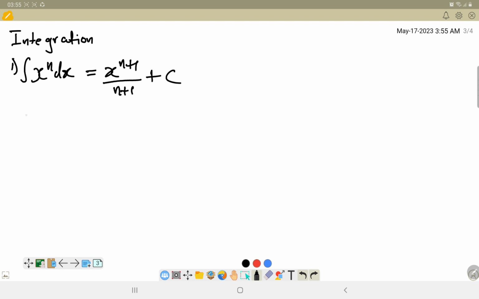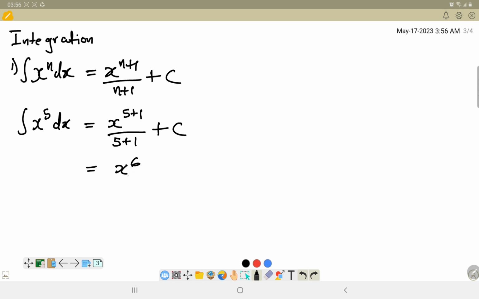So how can we apply this formula? If we have something like x to the power 5 dx, here we can see that our n is 5. Therefore, we will have x to the power 5 plus 1 over 5 plus 1 plus c. So 5 plus 1 is 6, and the final answer will work out as x to the power 6 over 6 plus c.